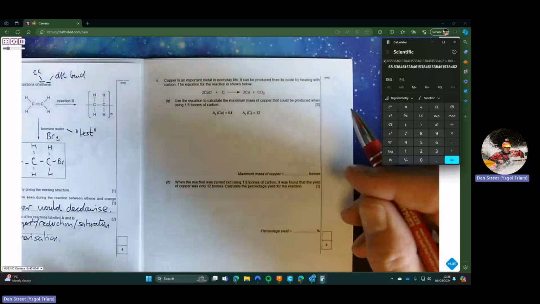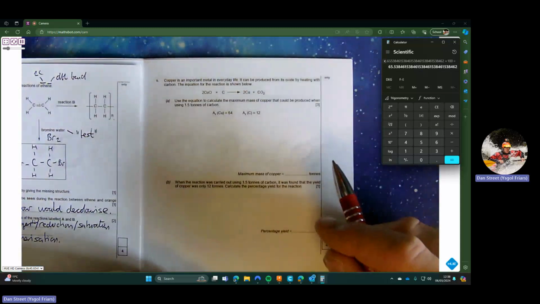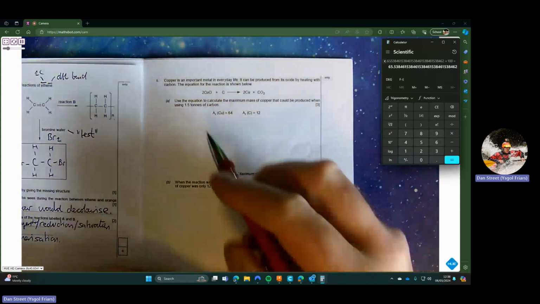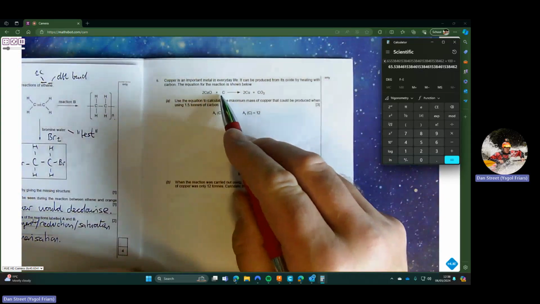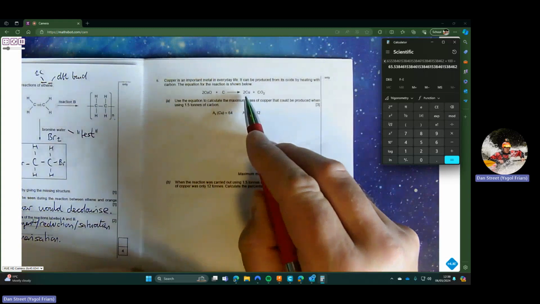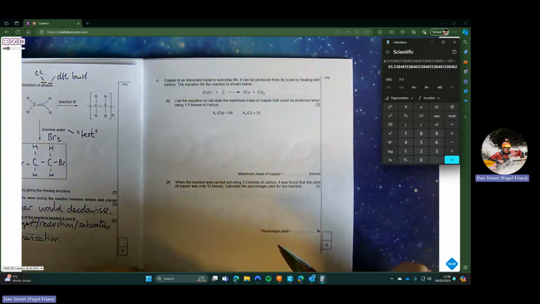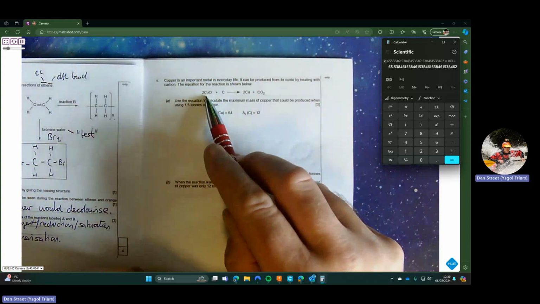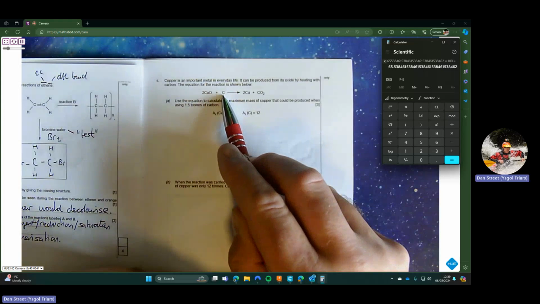Okay, copper is an important metal in everyday life. It can be produced from its oxide by heating with carbon. The equation for the reaction is shown below. So you've got 2 copper oxide molecules reacting with carbon to form 2 copper atoms and carbon dioxide. Okay, so this is an example of a reduction reaction from the point of view of the copper oxide, and an oxidation reaction from the point of view of the carbon.